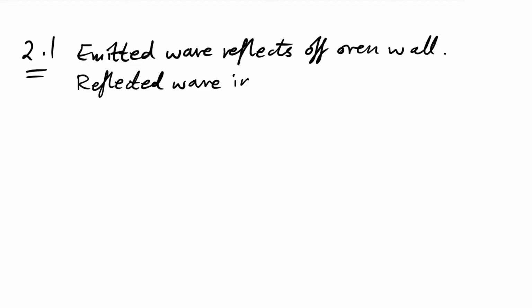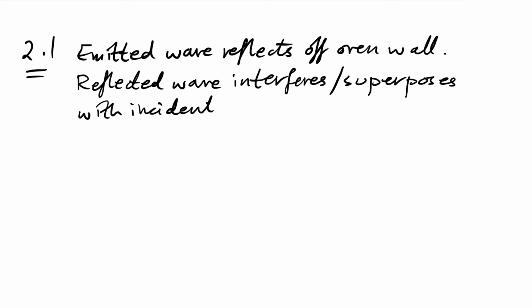Okay, question 2, all about stationary waves. 2.1, how is the stationary wave formed? This is a question that you must know the answer to. It always comes up, and it goes for whether it's EM waves or a wave on a string or other waves as well. So we can say that the emitted wave reflects off the oven wall. The reflected wave interferes or superposes with the incident wave. That's the one just going into the oven wall.